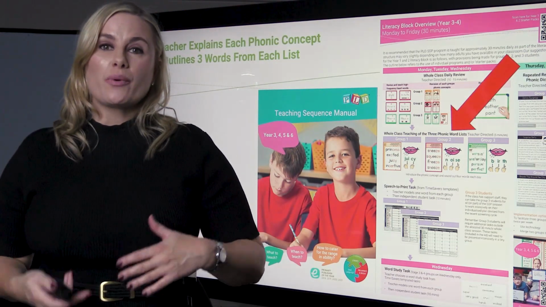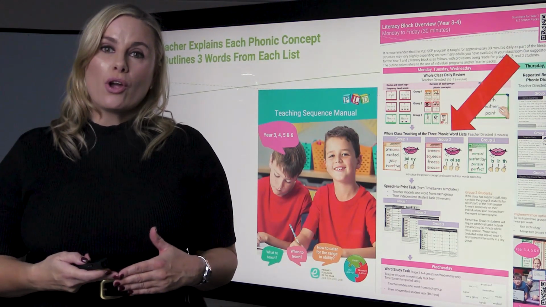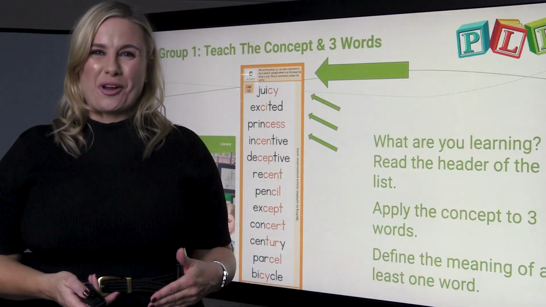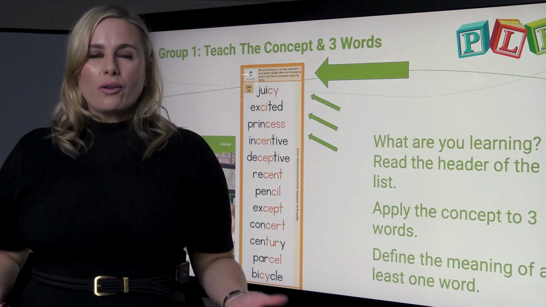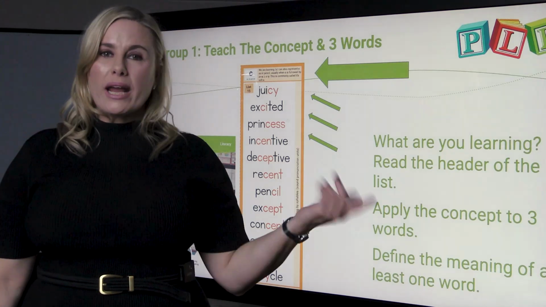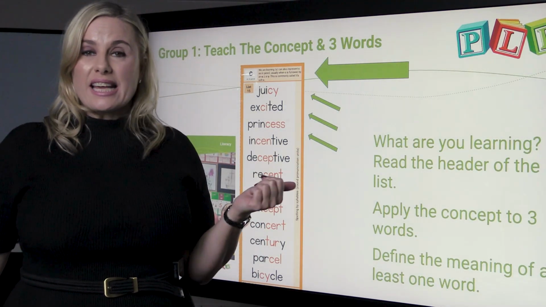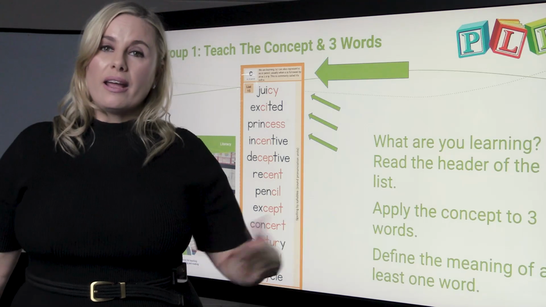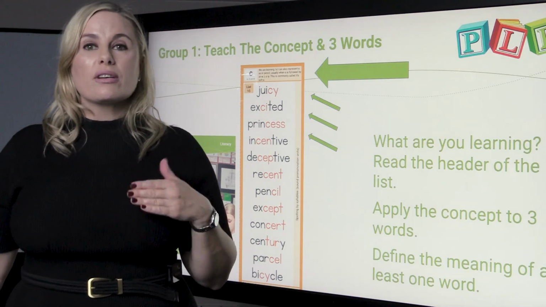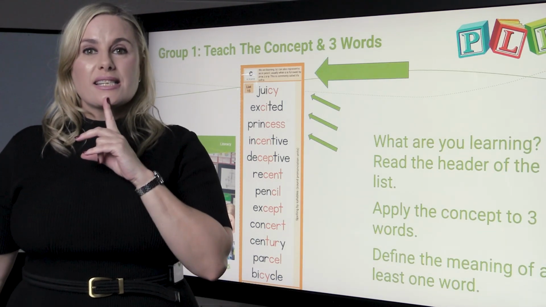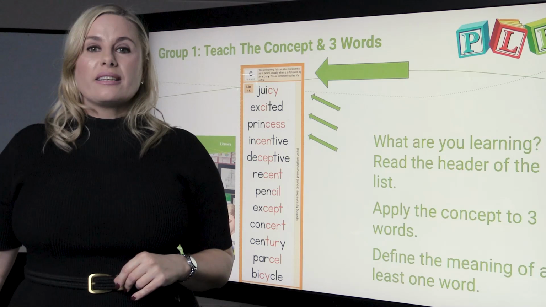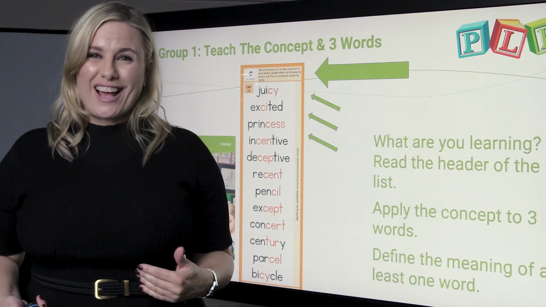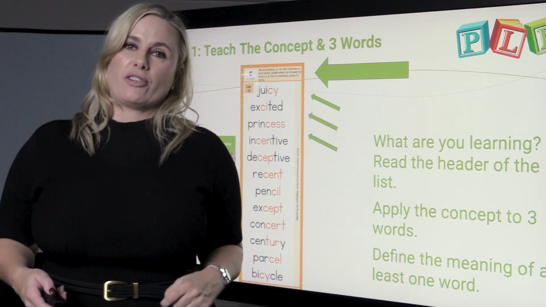Next, we move into explaining the phonic concept relevant to this week's list words for each group. Group 1, what are we learning this week? Well, we are learning that when C is followed by an E, an I, or a Y, it may say its long sound S. Yesterday, we applied that concept to the first 3 words on our list. Today, we're going to go to the next 3 words on our list.